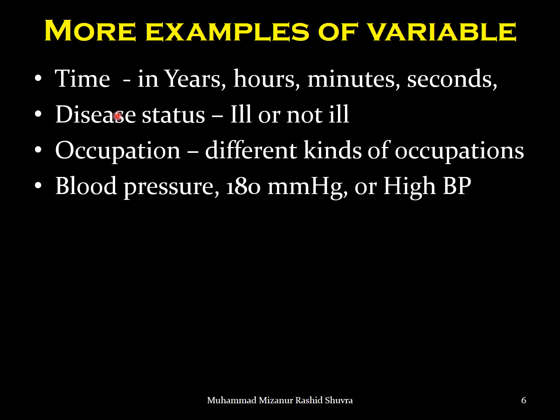Now you may ask, wait a minute, I can measure time in numbers, years, hours, minutes, and seconds. But disease status, ill or not ill, how do you do a numerical measurement of this variable, disease status? Well, you actually don't do it directly. You code them. You say ill is coded as 1 and not ill is coded as 0. Then you count how many people are ill. Say you have 20 people ill, and you count how many people are not ill, and you have 30 people not ill, and so you have 20 ones and then 30 zeros.